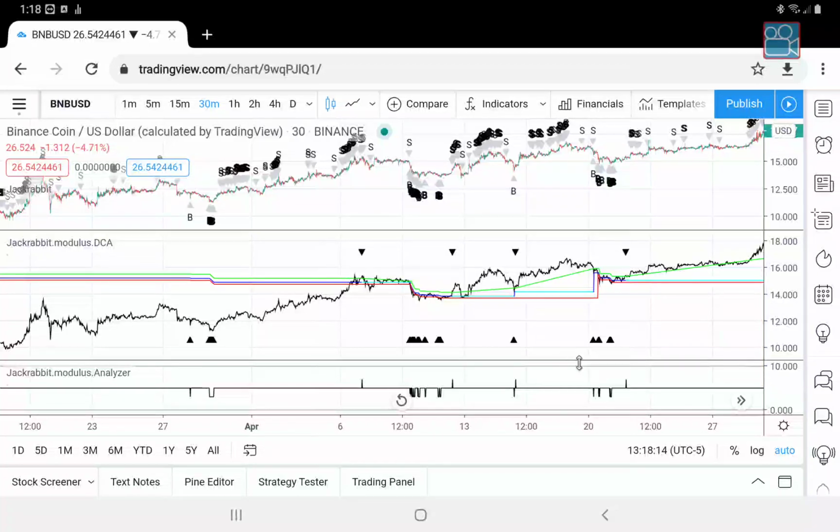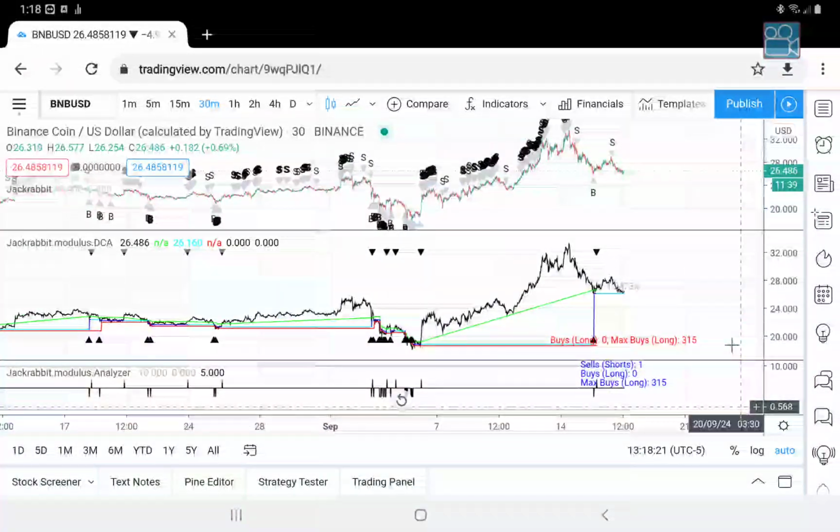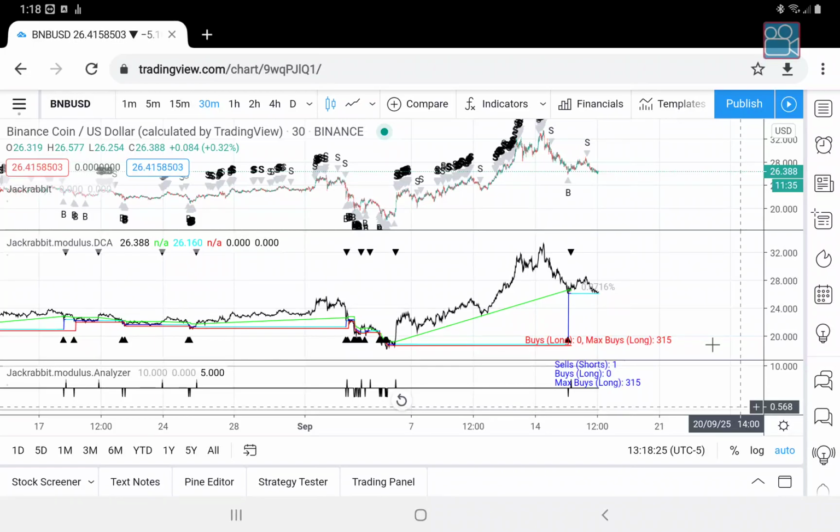Now, the one area that TradingView does not get right is your maximum buys. 315 maximum buys. That means it made 315 purchases to get one single profit. That means you exposed a minimum of $3,150 to get this profit. Now, it may be a 30% profit for the totality, but that is still a lot of exposure and high risk. So you need to take your time and really carefully look at your situations.